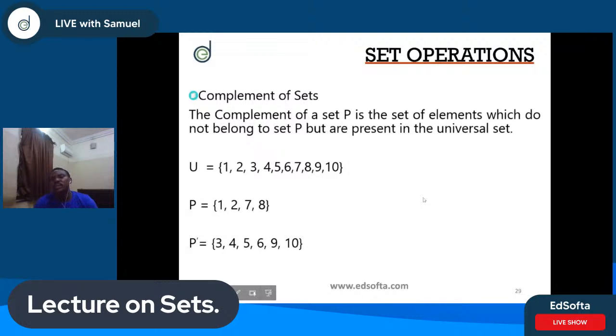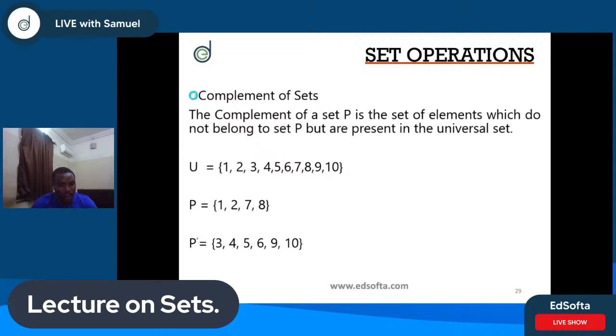Now, the last set operation is what we call the complement of sets. So if you have a set P, and you have a universal set 1, 2, 3, 4, 5, 6, 7, 8, 9, 10, and a set P that only contains 1, 2, 7, 8, you now want to get the P prime. If you look very well, you can see above the P there's a little apostrophe. That's to show you that it's a complement. Or you can say P prime.